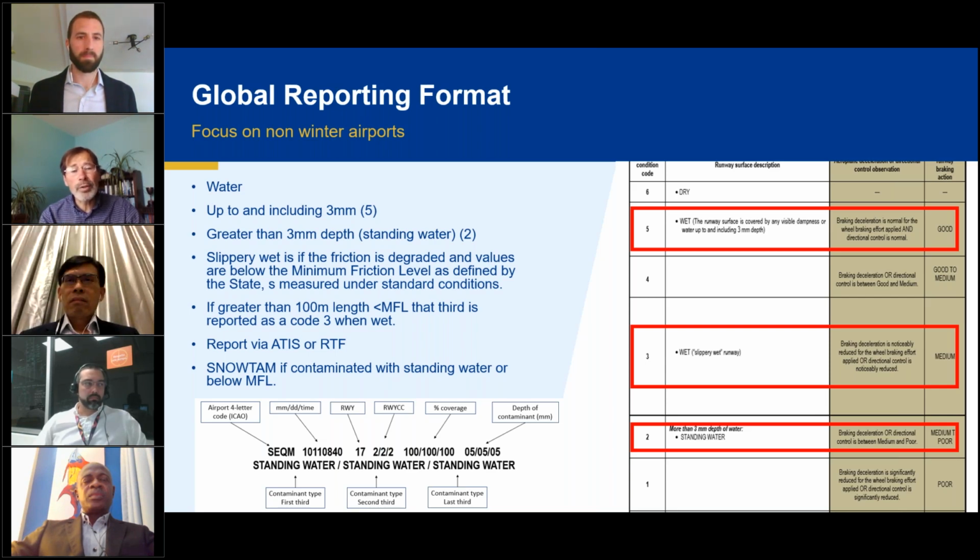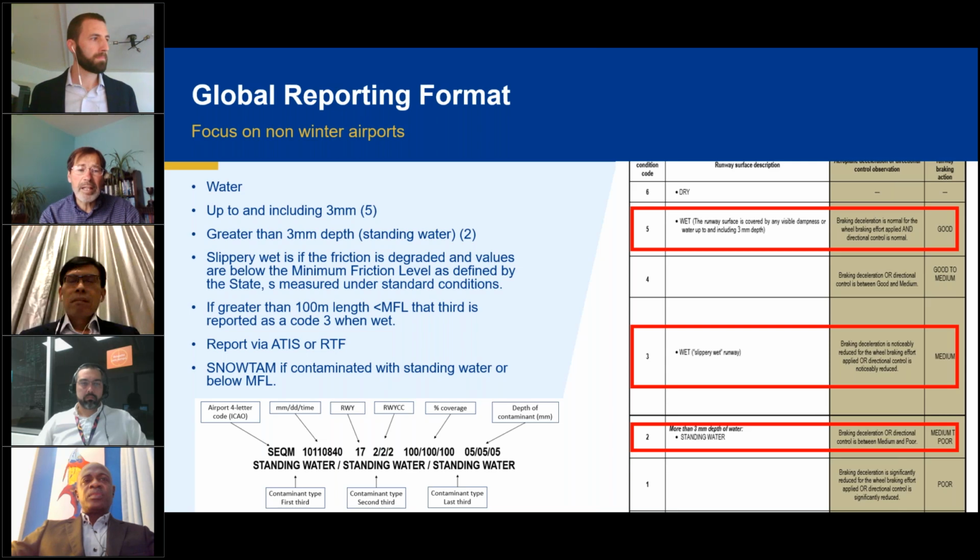The output of the code is made either via ATIS to your ATC, or possibly via your ATC reading it out over the RT to pilots. And a SNOTAM is needed to report it, not in the case of the code 5s where it's just normally wet, but if you've got a 3 or a 2 in the report, then it needs to be reported through the SNOTAM. An example on the bottom is just what the whole code would look like.